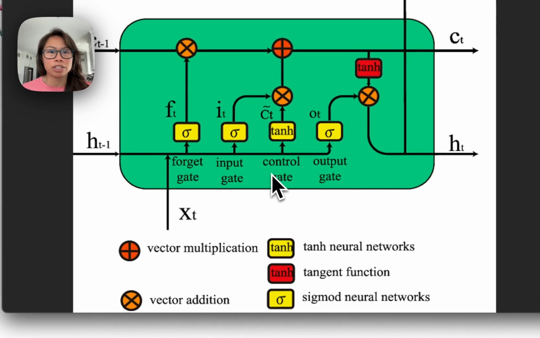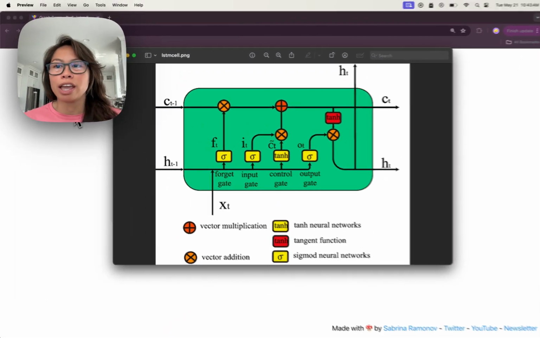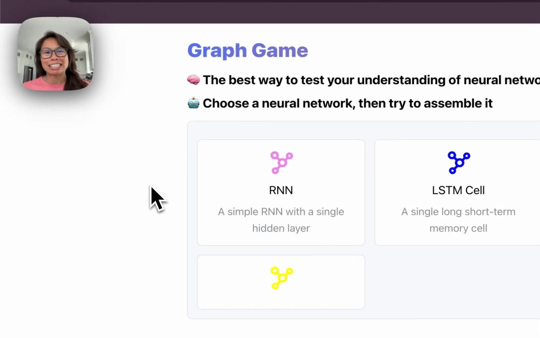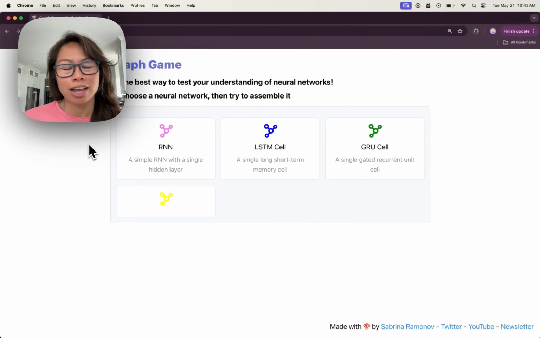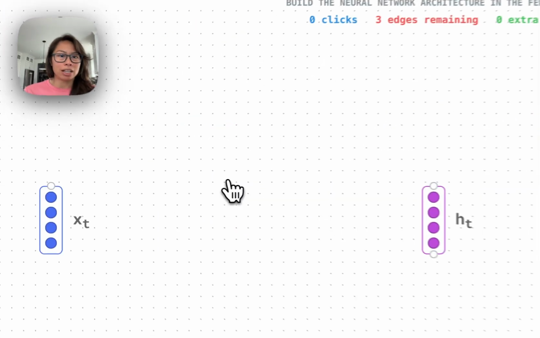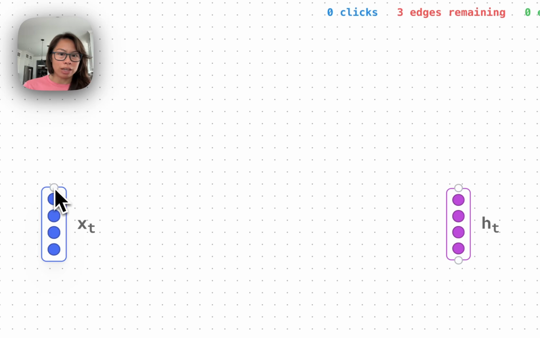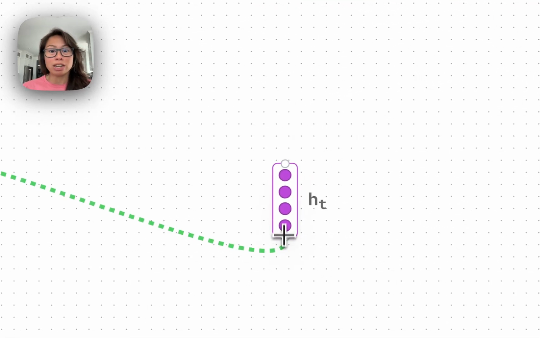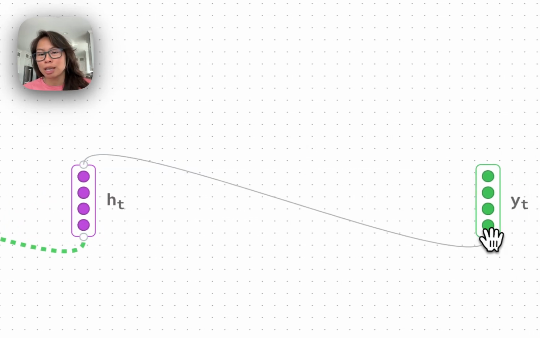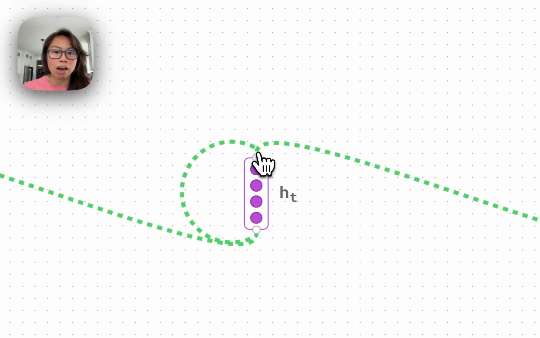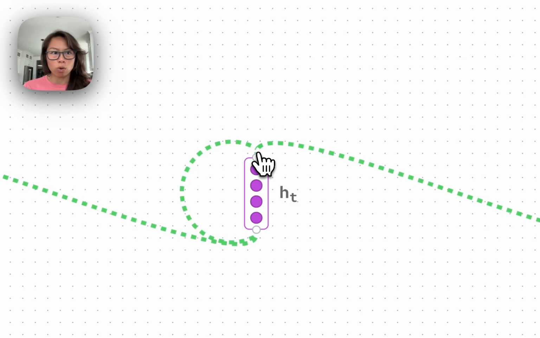And the reason for this use case is I'm actually building a little learning app to test your understanding of neural networks. It's called Graph Game. And basically, for each neural network, it's kind of a gamified interface where you connect the different nodes and edges to test your understanding of how this particular neural network works.